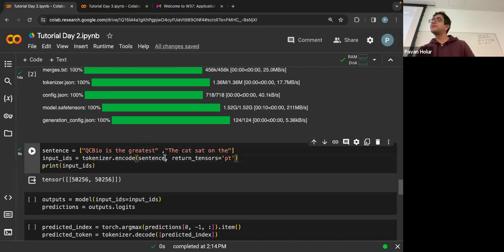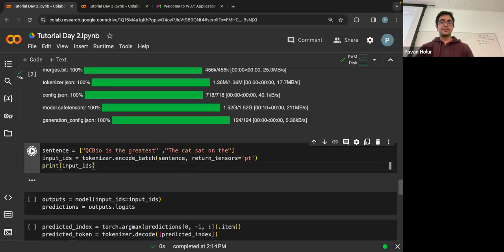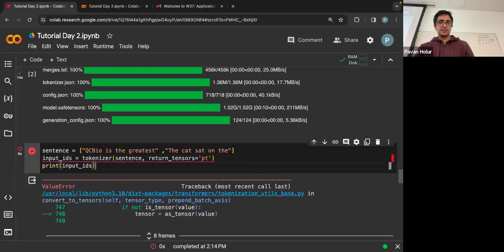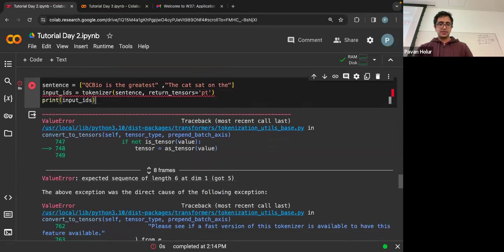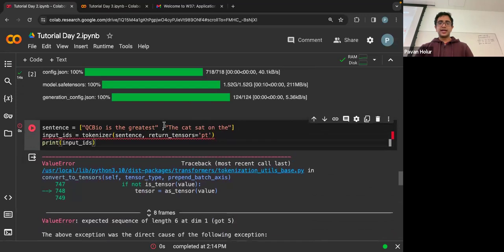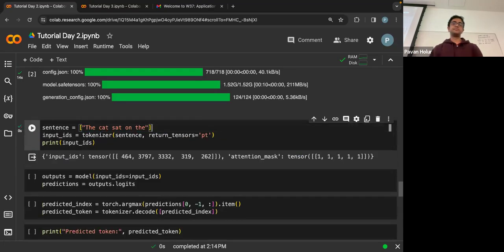The mask is only for the masked language modeling. This is for sequential language modeling. We're trying to generate going forward, right? So I believe we'll have to use a specific command for batches. No, it's not there. Let's see, it's usually one of these. Don't worry about it. We should probably activate truncation or padding. Yeah, so let's not do that because I don't want to talk about those details yet. Let's stick with a single example for now. Okay.